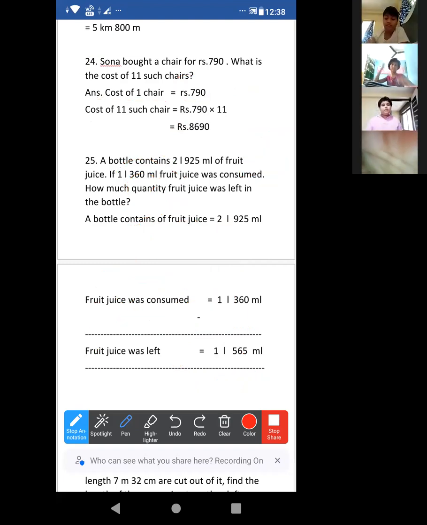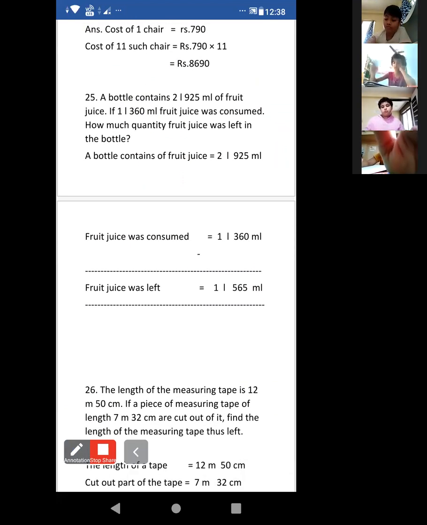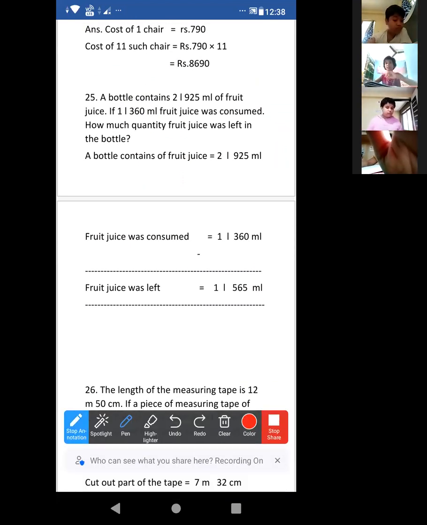Now the next one. I am moving on to the next question. First one done? You are not writing the question? No need to write the question. Only the answer. Okay, good. Now 25. I am just covering the answer.